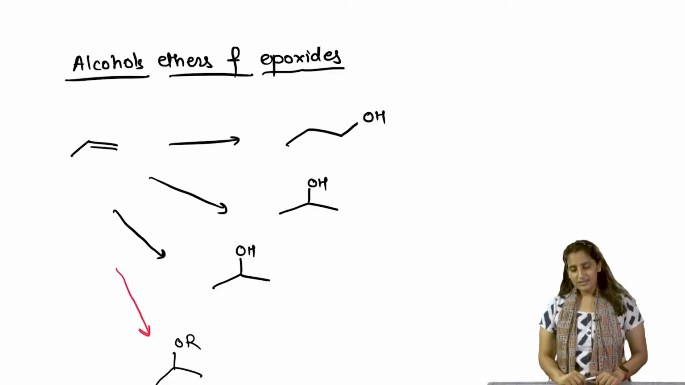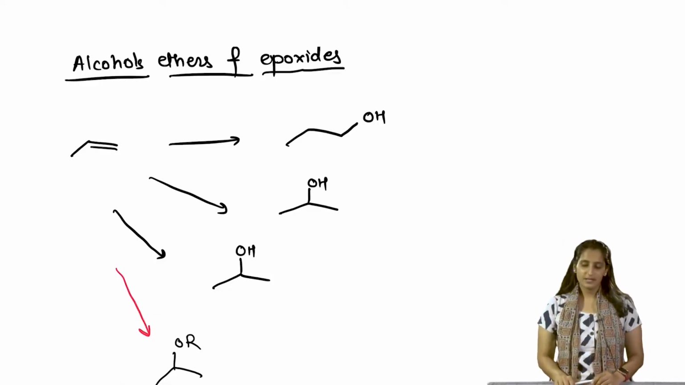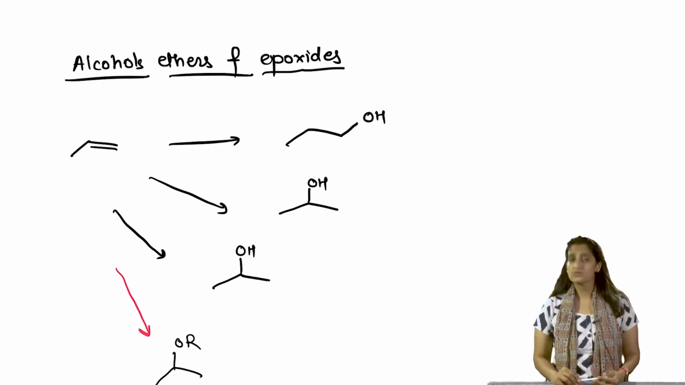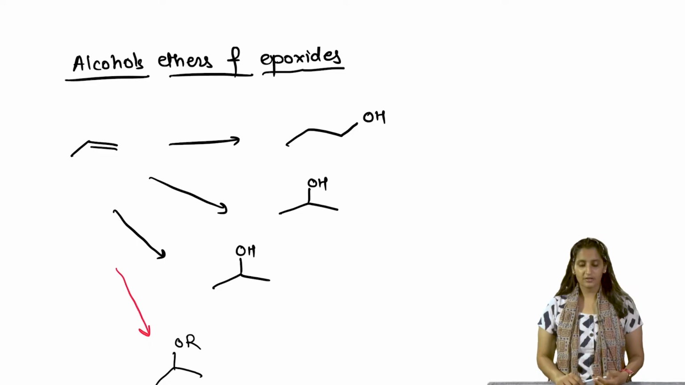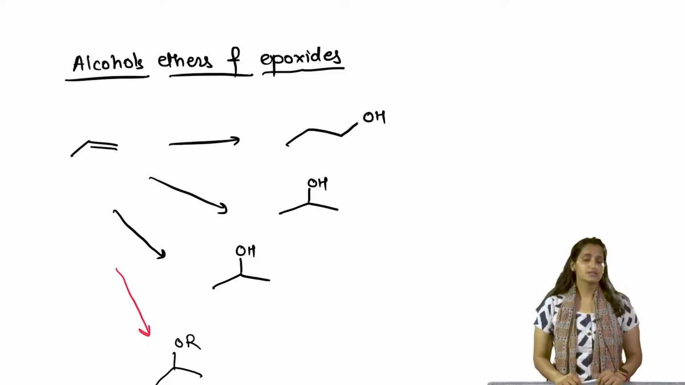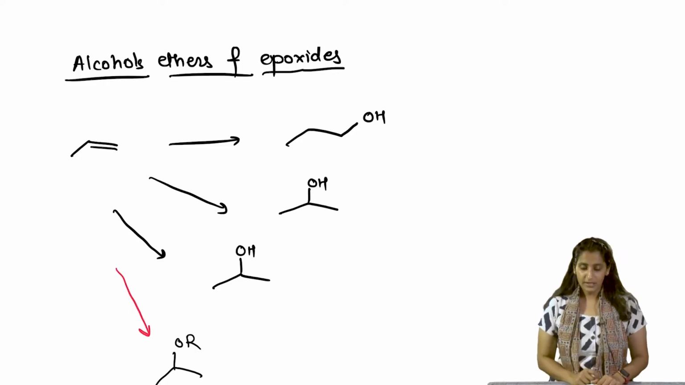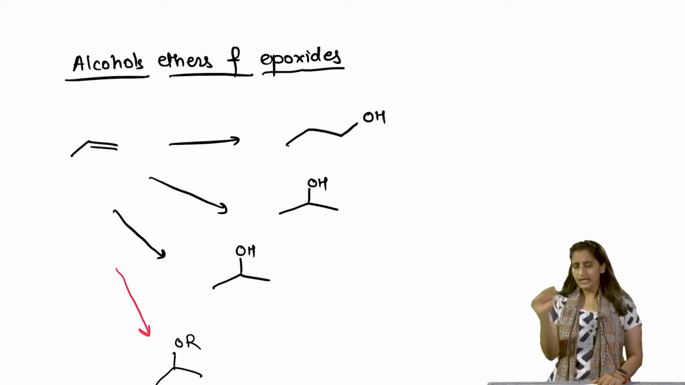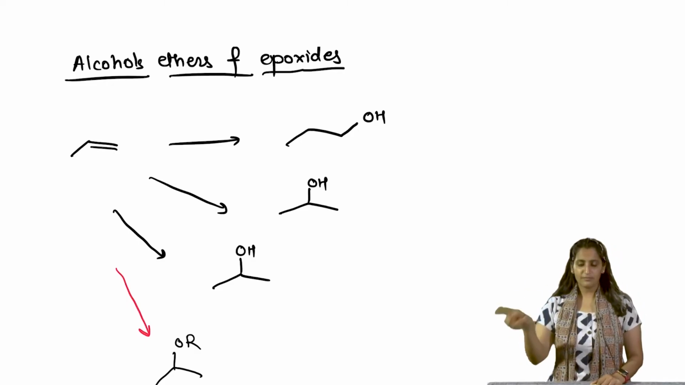So, this chapter is alcohols, ethers and epoxides and also carboxylic acid derivatives, and in the course 1 of this particular introductory organic chemistry, we have covered alcohols, ethers and epoxides in a lot of detail. So, I am just going to go very quickly over some of the reactions that we have covered.